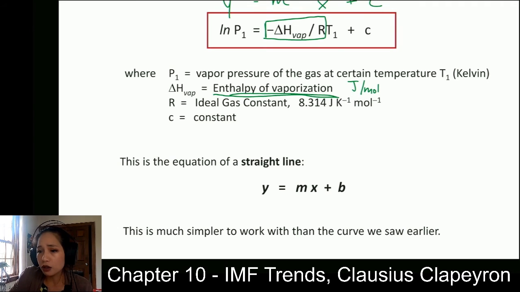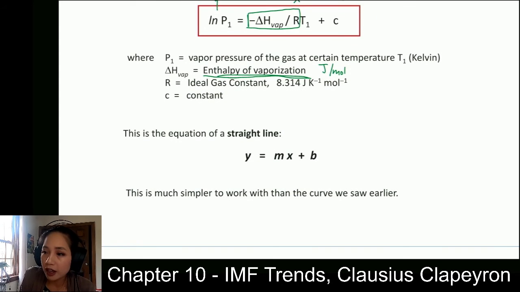Or if you're given pressure and temperature information and you have to back calculate to figure out what delta H of vap is, when you calculate that value, it will have the unit of joules per mole. So if the question asks for that value in kilojoules per mole, you'll have to do a little bit of manipulation. And so straight lines are much easier to work with than curved lines like we saw previously.